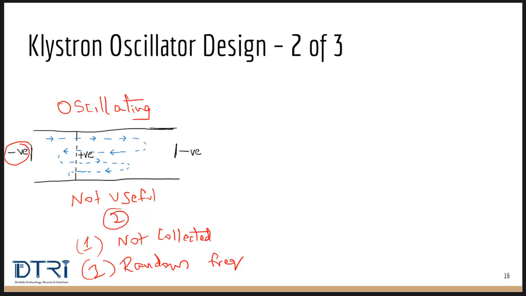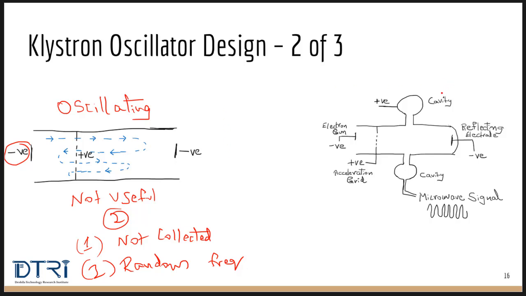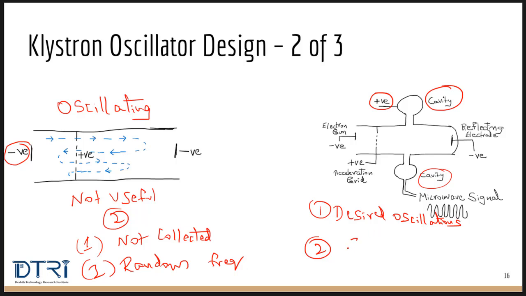So, let us modify the tube. Let us add a cavity and an additional power supply. Why should we add the cavity? One, it will create the desired oscillations. Number two, the cavity is used to collect the microwave oscillations or the energy.